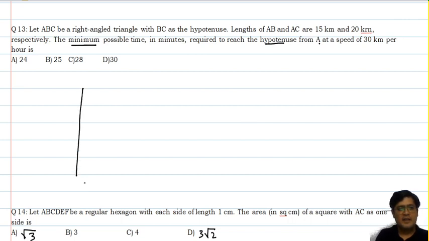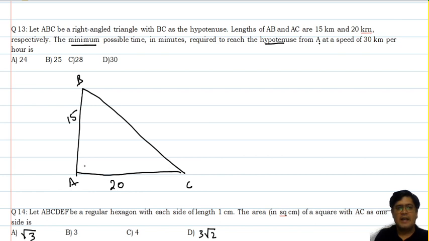So, a right angle triangle, BC is the hypotenuse. So A is the point where the angle is 90 degrees, B, A, C. This has been given to me as 15, this has been given to me as 20, and I want to go from A to BC in the shortest possible time. Guys, the shortest possible length is a straight line, and to be precise, a perpendicular line. So basically I want to know the perpendicular on the hypotenuse.